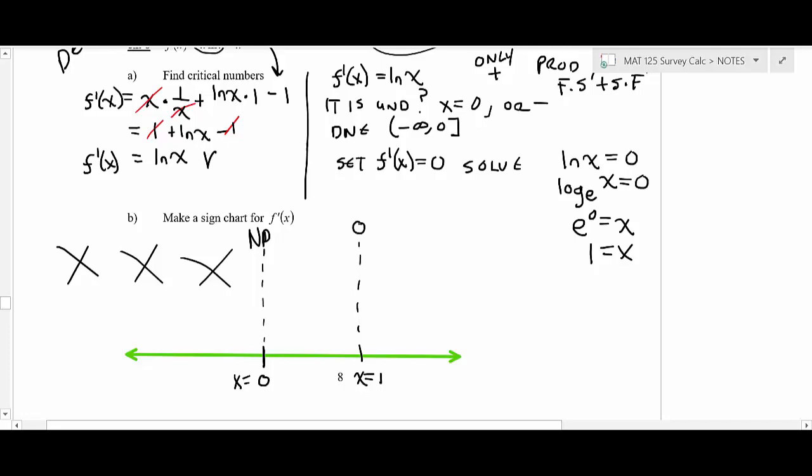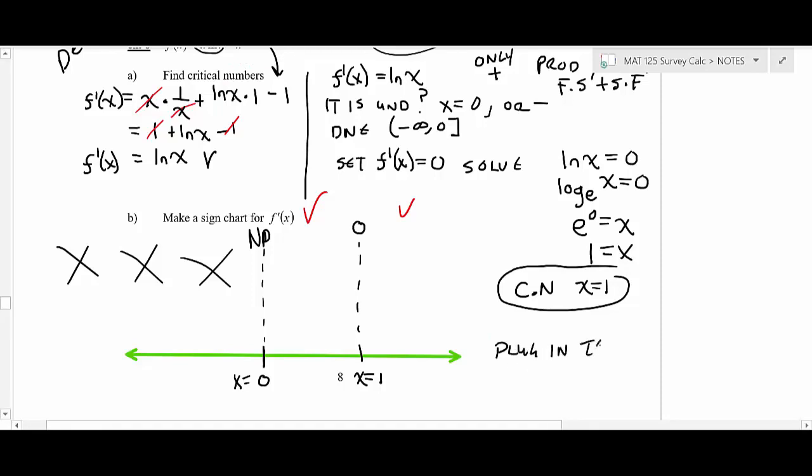So the only critical number we really have is x equals 1. You need to realize that there's no derivative at 0, so you don't really have to use 0 as a critical number, but you're only going to look at numbers bigger than 0. So we're going to look at two parts: between 0 and 1, and past 1, when we do our test points.